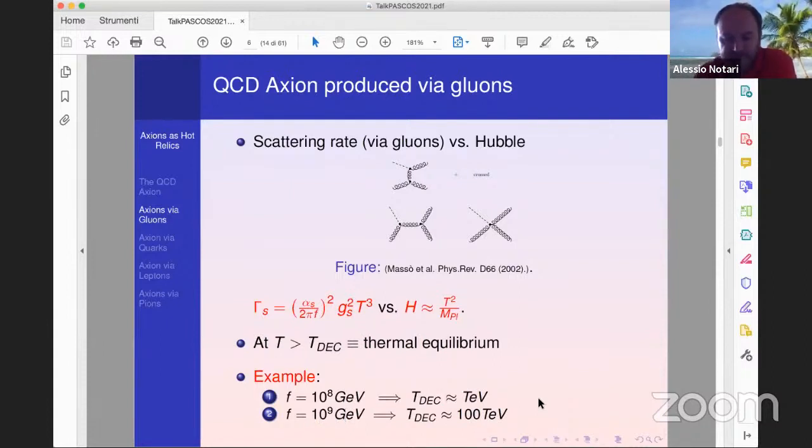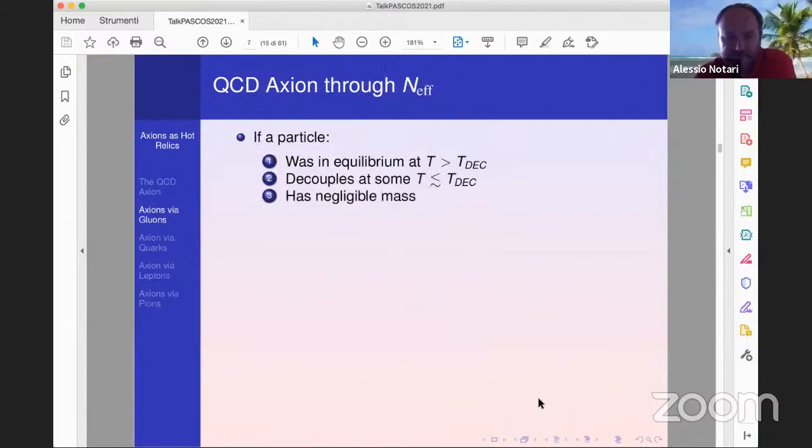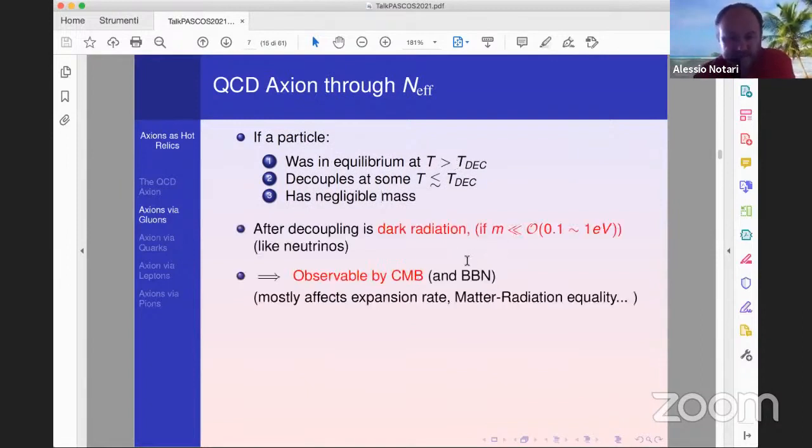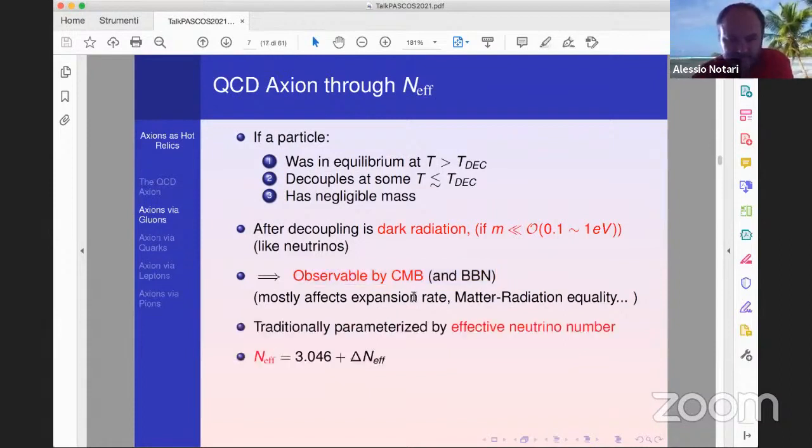So what is the consequence of such a decoupling temperature? First of all, as we know, if a particle was in equilibrium above a given temperature and then it decouples below, it acts as dark radiation, as I said, and this will be observable in the CMB and also in BBN, because it affects the expansion rate of the universe around the CMB time, matter-radiation equality as well, and at BBN as well. So traditionally, this is parameterized by an effective neutrino number, just an additive contribution to the 3.046 of the standard model neutrinos.